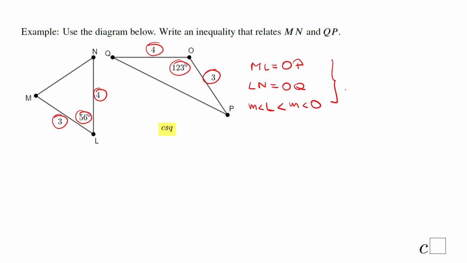Therefore, we can say what? We can say that MN is less than QP by the Hinge theorem. So this is the relationship between MN and QP. Of course, you can write it the other way, QP greater than MN. Both of them are correct.